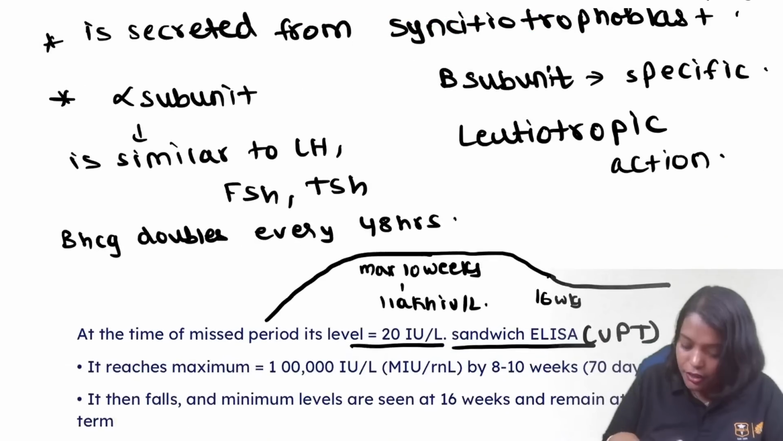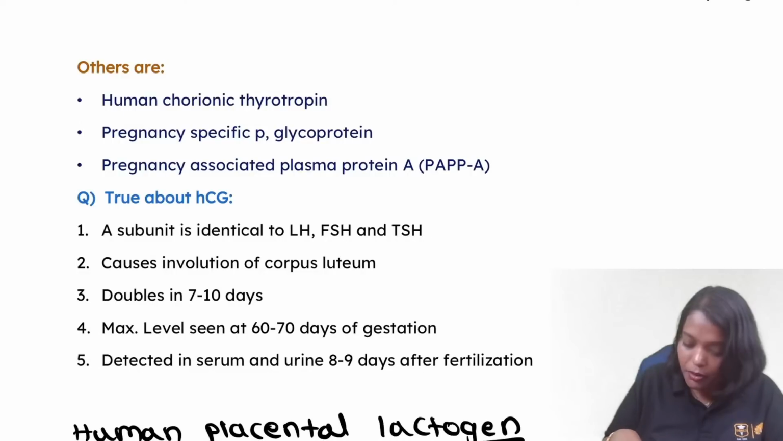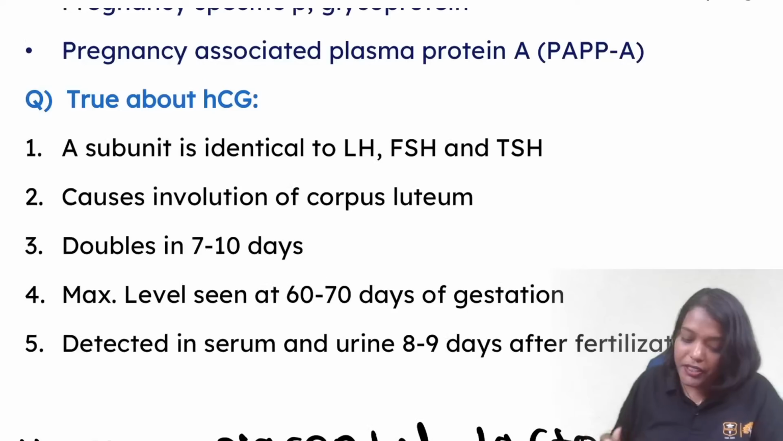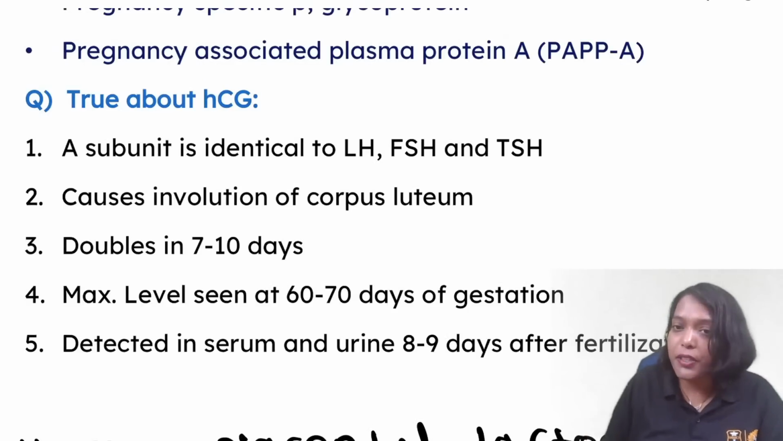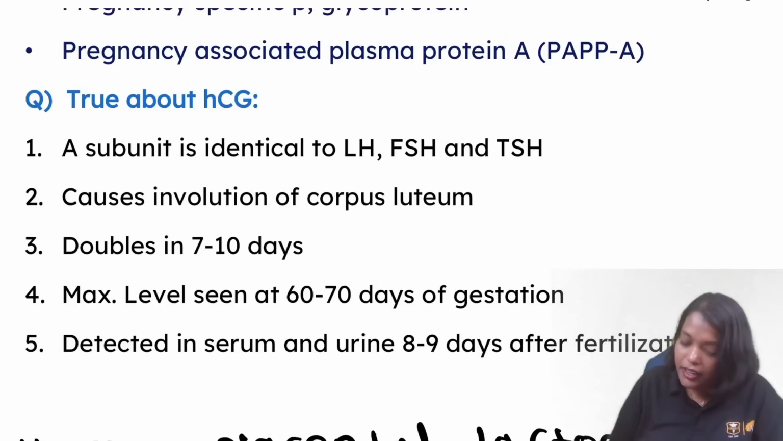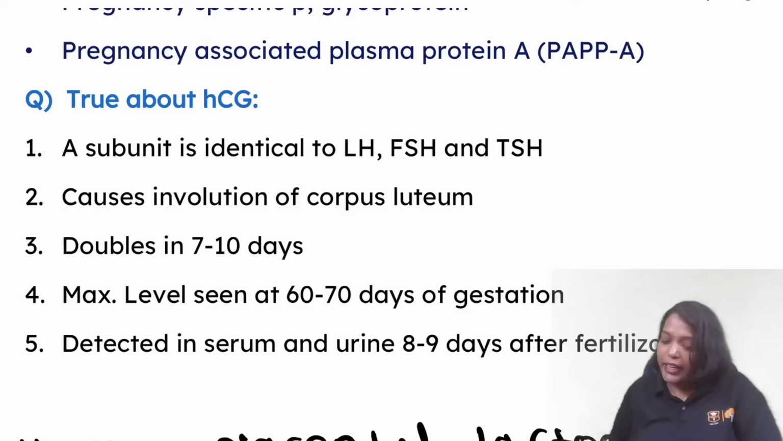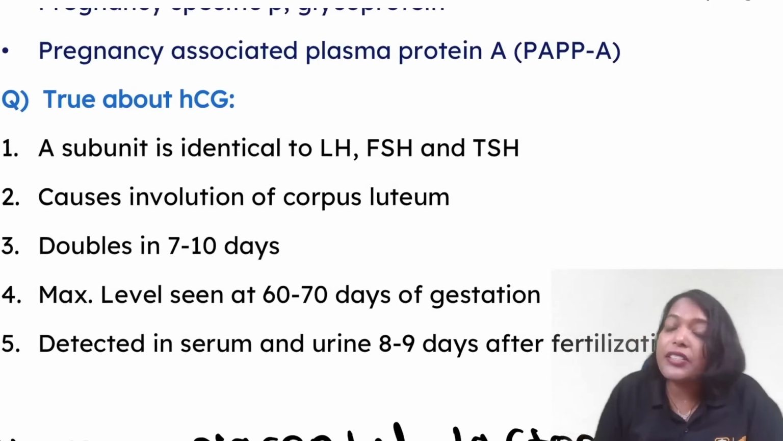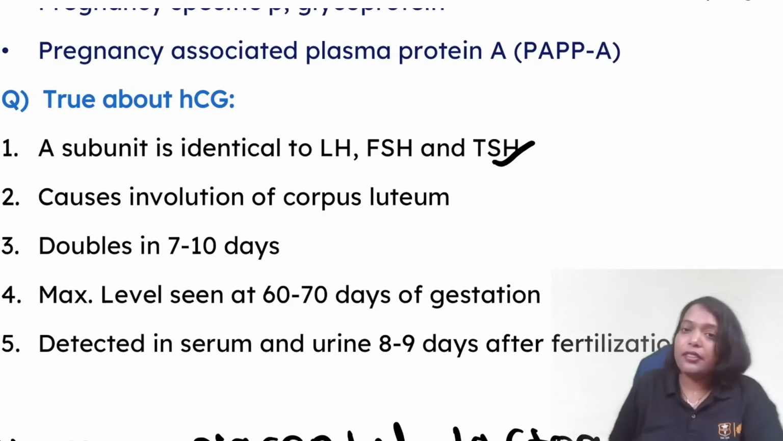So I'll just show you the HCG question now. Again, more than one option is correct here. Tell me what are all the options which are correct. So type there what are the correct options. Alpha subunit is identical to LH, FSH and TSH. It causes involution of corpus luteum, doubles in 7 to 10 days, maximum level is 60 to 70 days, detected in serum and urine 8 to 9 days after fertilization. So alpha subunit is identical to LH, FSH and TSH is a correct statement.